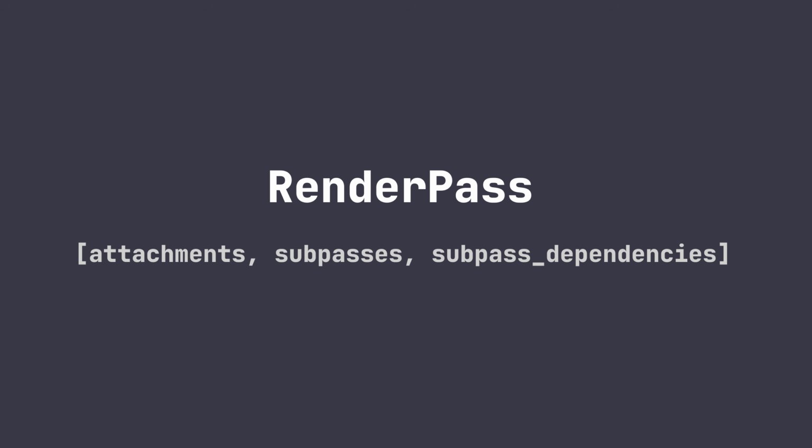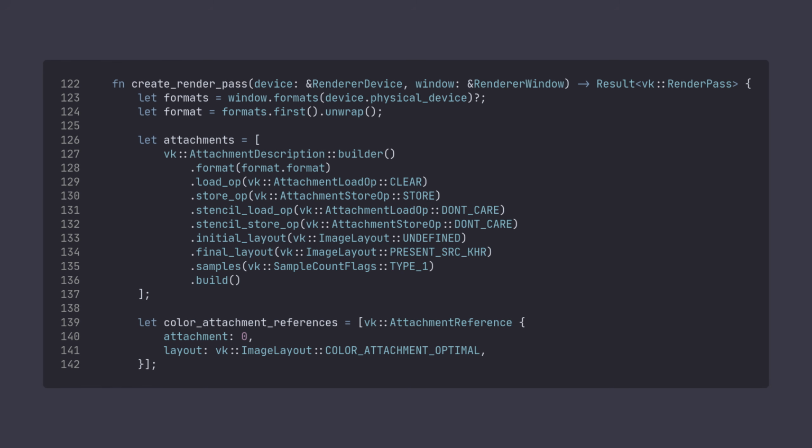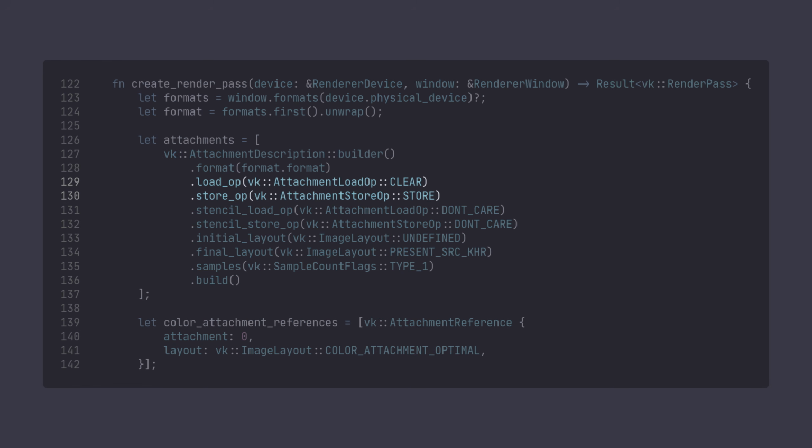The next step is to create a RenderPass. RenderPasses essentially consist of 3 main things: attachments, subpasses and subpass dependencies. Attachments are essentially the images that the Swapchain is giving to us, though we can configure what to do with them on different steps of rendering. So for example, here on load op we say clear and on store op we say store.